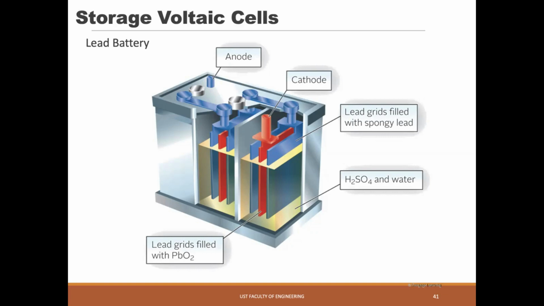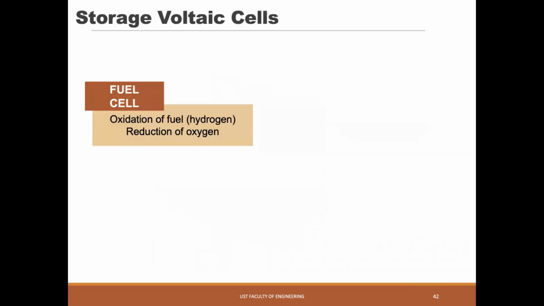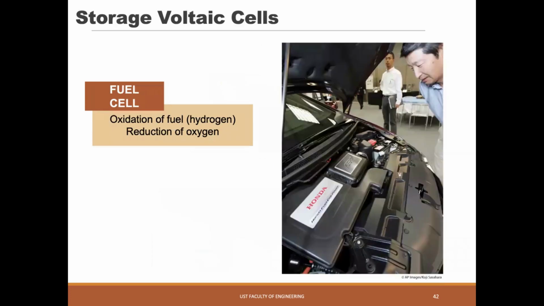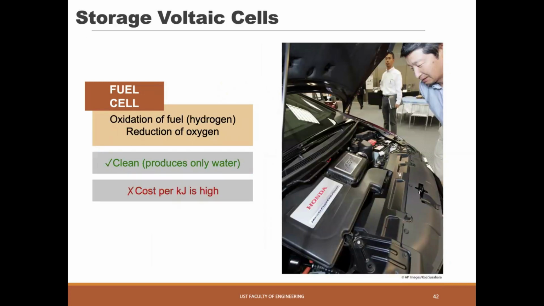So we have another type of storage voltaic cell, which we call a fuel cell, which takes advantage of fuel oxidation and oxygen reduction, and could be found in some of the newer models of our automobiles. While this process is clean, since water is its product, the cost would be too high, or the handling of hydrogen would be difficult compared to our normal sources of energy. But still, it falls under the storage voltaic cells.